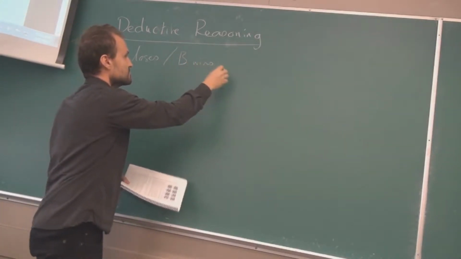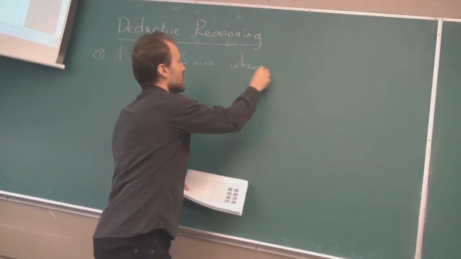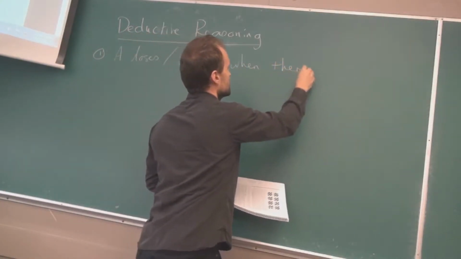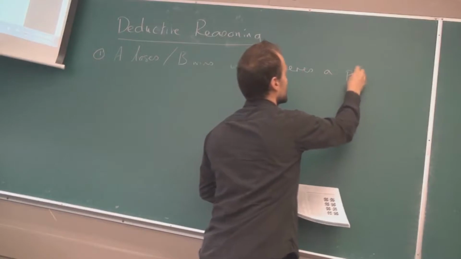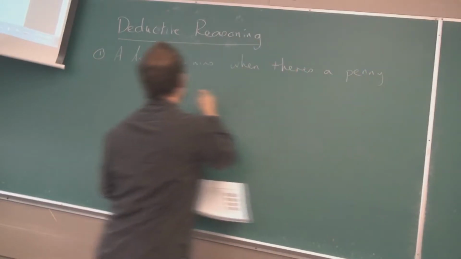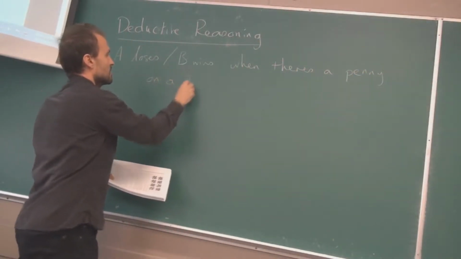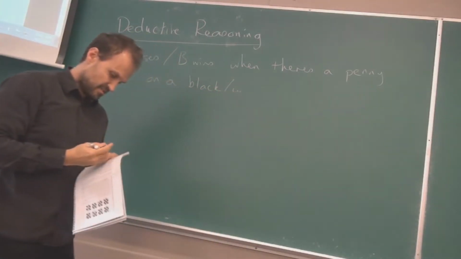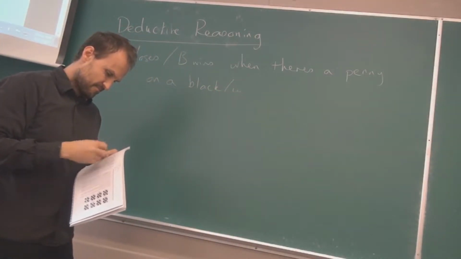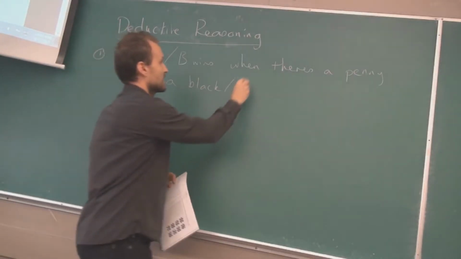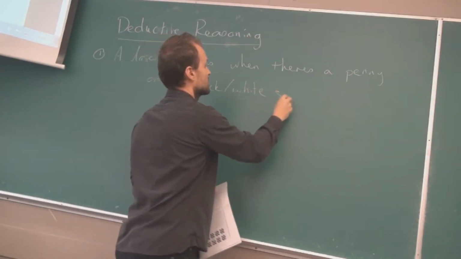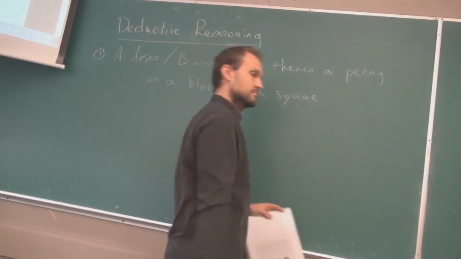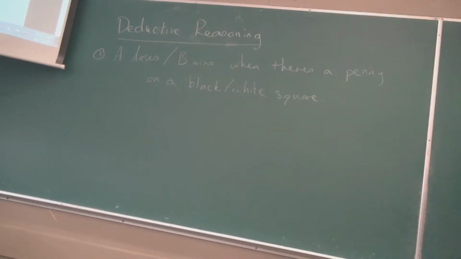Someone's going to win when there's a penny on a black and a white square. Does everyone see that? Based on these examples, that is true. But of course, I don't know if that's true in general.